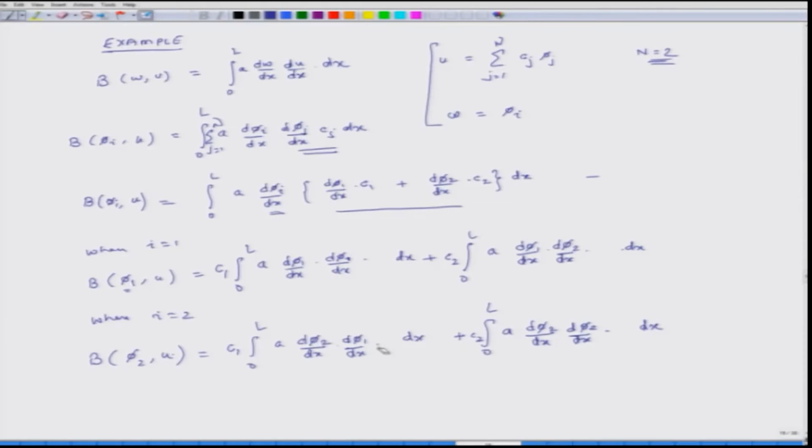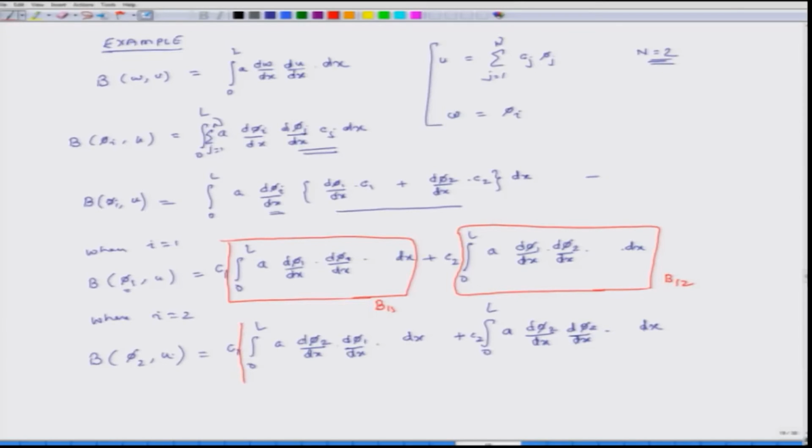I moved it outside the integral sign, and then this term is B11. This integral term is B12. This integral term is B21. And this integral term is B22. Understood? So, this is how I calculate the values of B's.